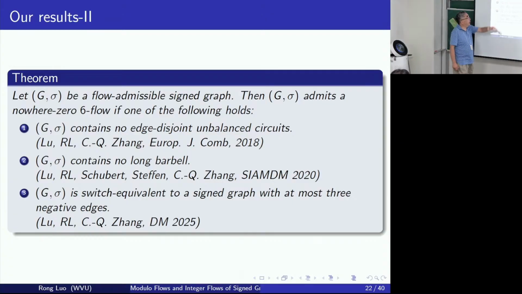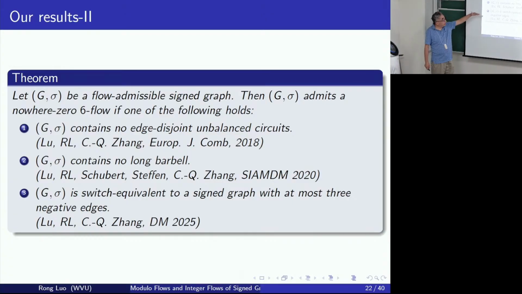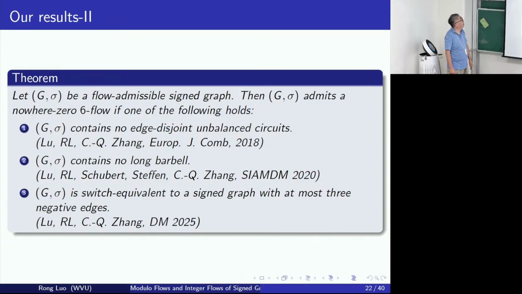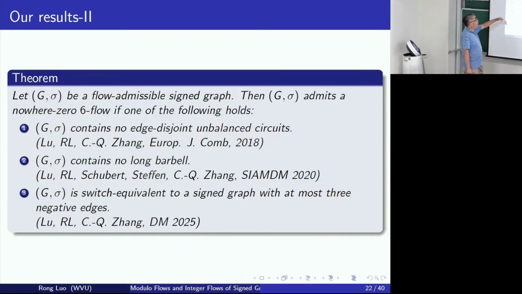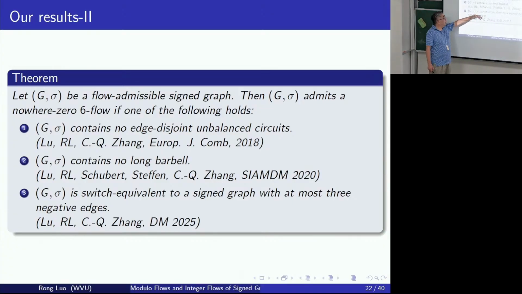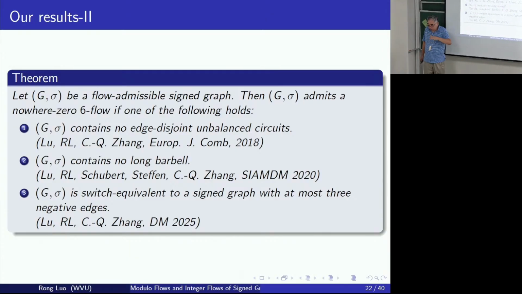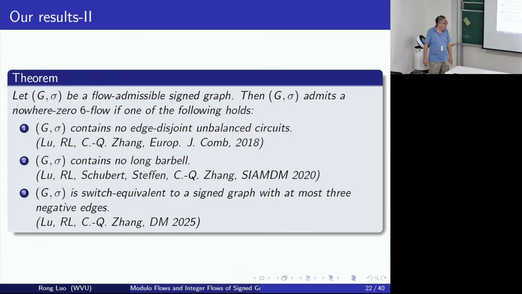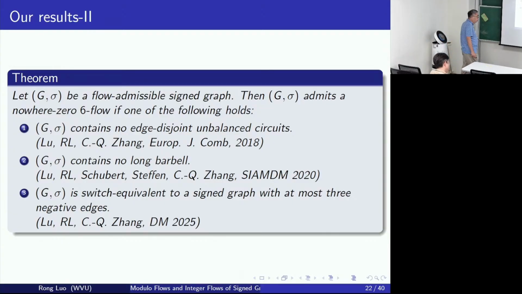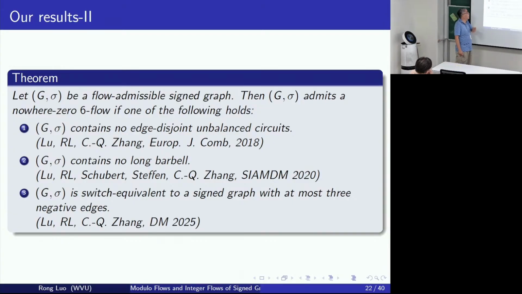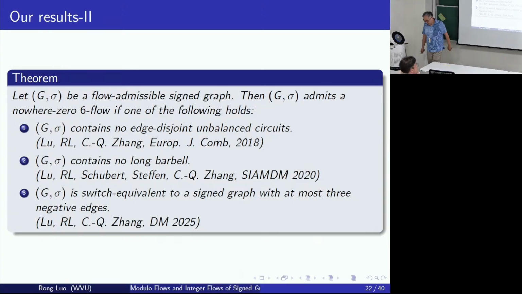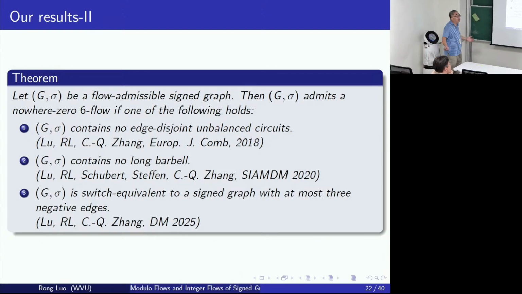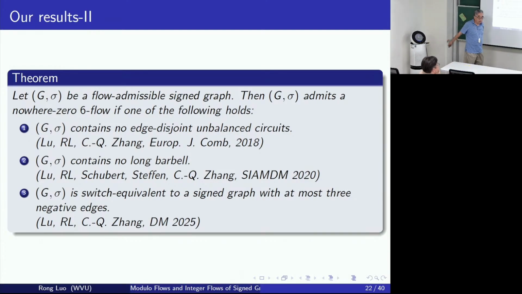Also look at the next case, 3 negative edges. We can show that it has a nowhere-zero 6 flow. Actually, the difficulty between 3 negative edges and 2 negative edges is significant. Right now, we have a very easy proof for signed graphs with 2 negative edges, but for 3 negative edges, the proof is very ugly. I don't like that proof, because we're mathematicians, we always like beauty, right?